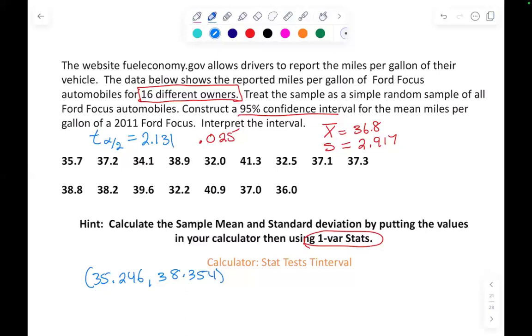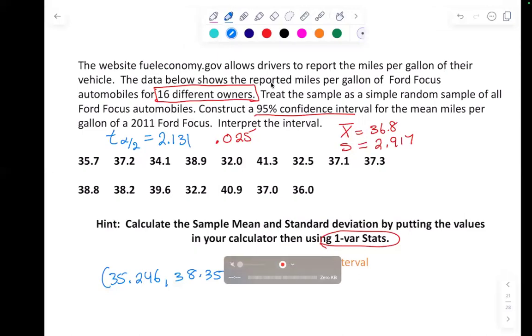Okay. Y'all want to know how to find a t-value without using the table? I figured you just might. Here we go.